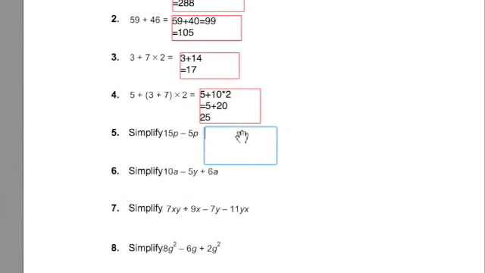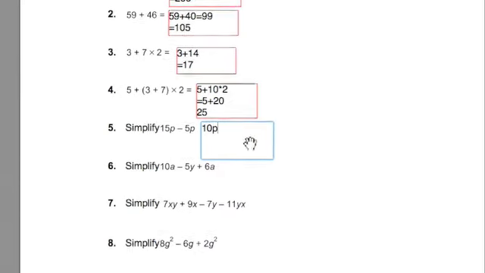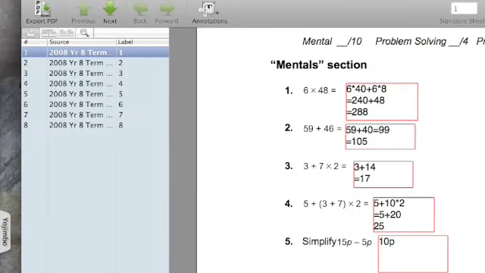Alright, so simple now. These are collecting like terms, so we've got 15p and 5p. Now they're like terms because you've just got the 1p in the term there. And it's 15p minus 5p, which is simply 10p. Nothing fancy about that.